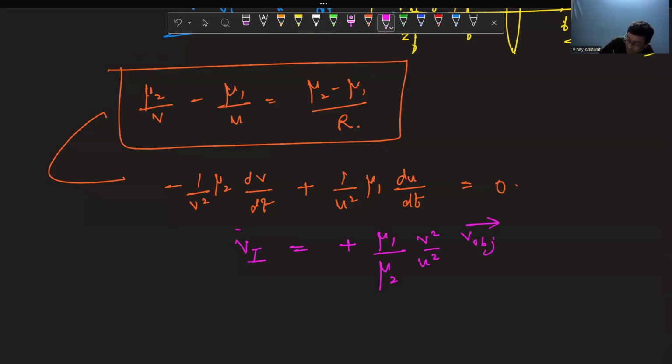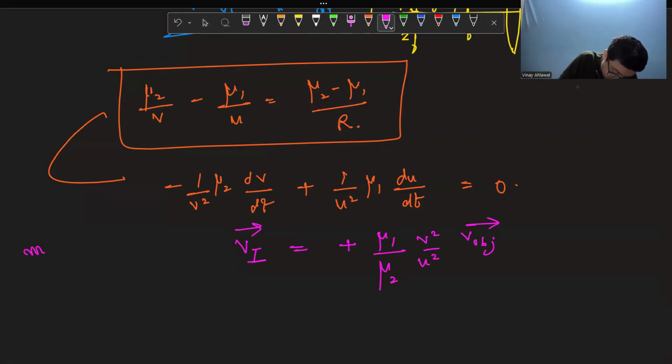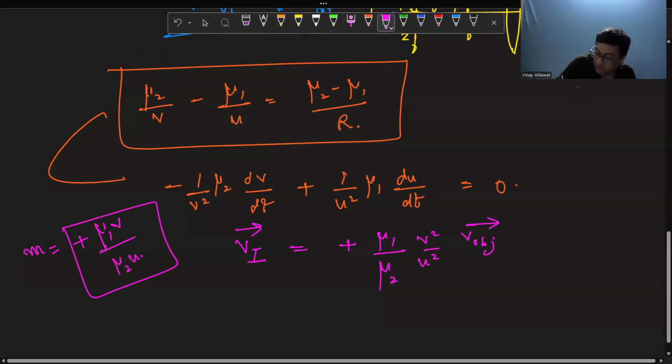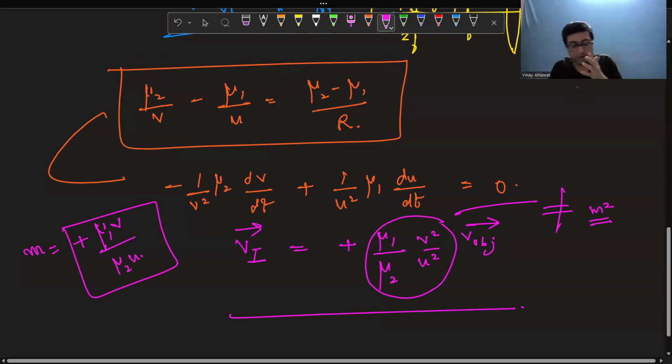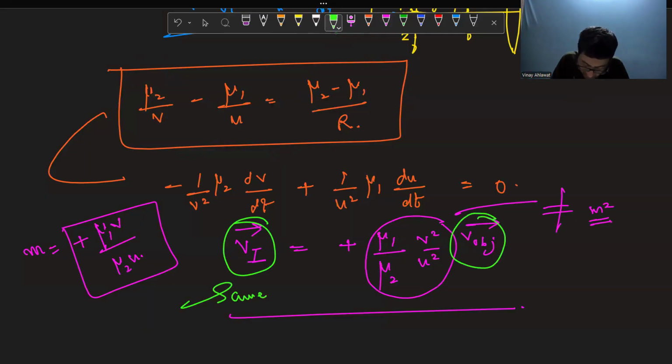Be careful in this situation, because it does not become m square. Got it or not? Yes. Why doesn't it become m square? Because the magnification formula was plus mu1 v by mu2 u. So this does not become m square. Another thing: in this case also, your velocity of image and velocity of object will be in the same direction. Fine with this? Yes, sir.